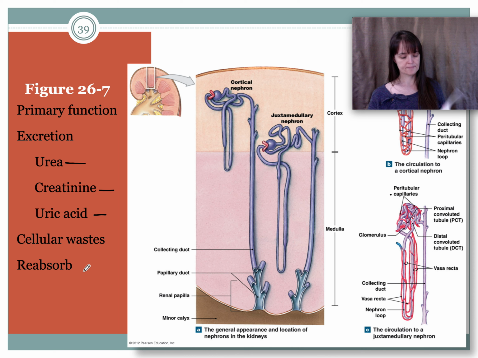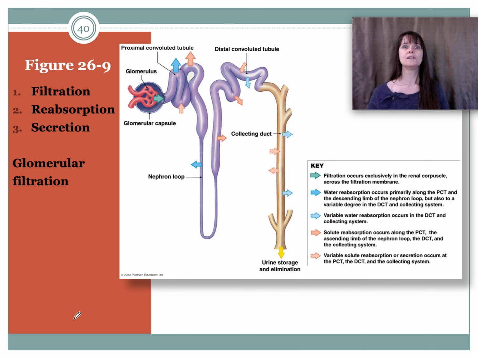Page 12. 3 distinct processes happen in the nephrons. Filtration, because that's not in the tubule, that's at the renal corpuscle here. Filtration: the blood pressure forces the water and solutes into the capsular space, and it's now called filtrate.